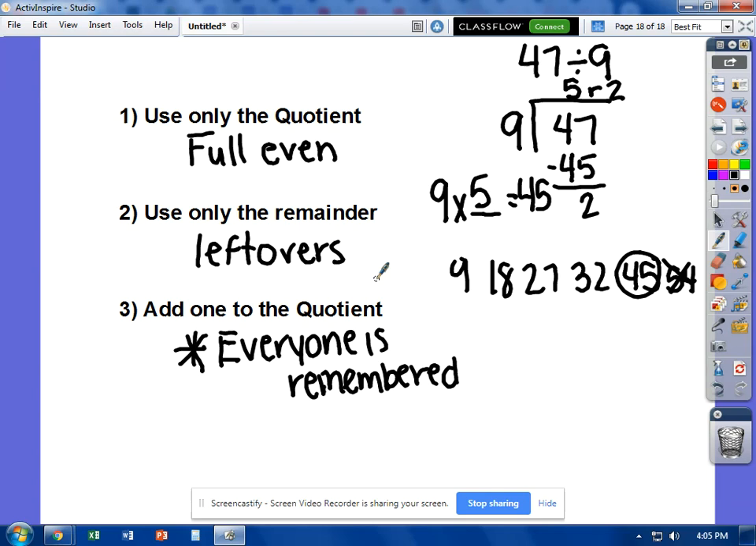And then finally, we have add 1 to the quotient. And when we add 1 to the quotient, we want everybody to be involved. We want everybody to remember. We don't want to leave someone behind from the field trip. Everyone wants a cupcake. So to make sure that everyone is included, we would add 1 to the quotient and just buy more.